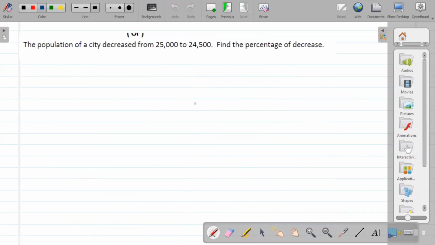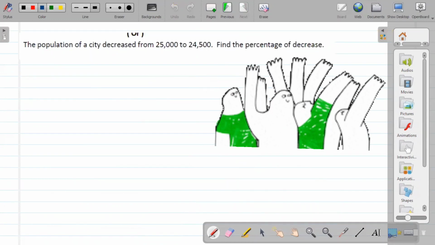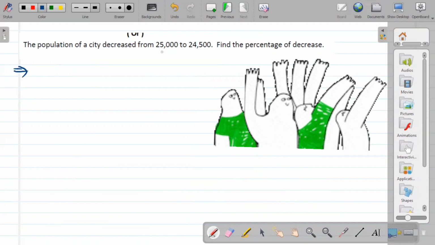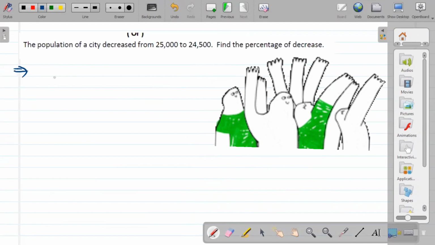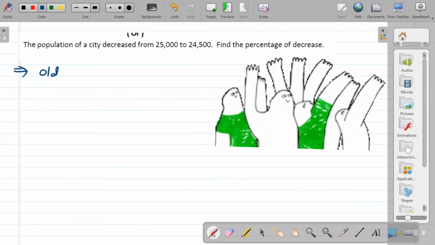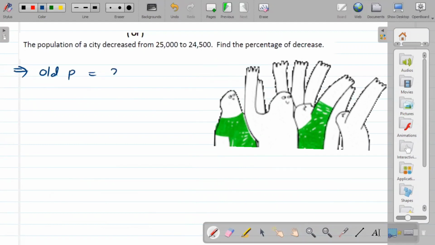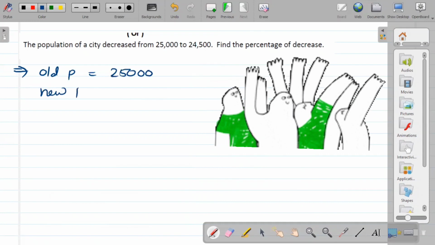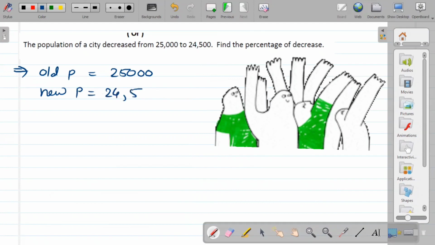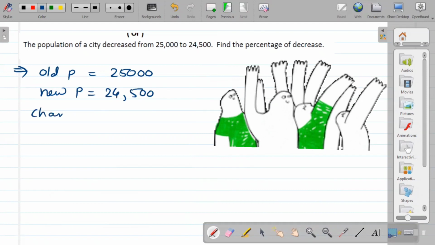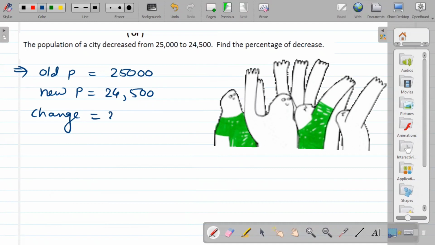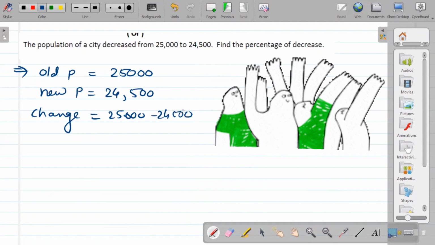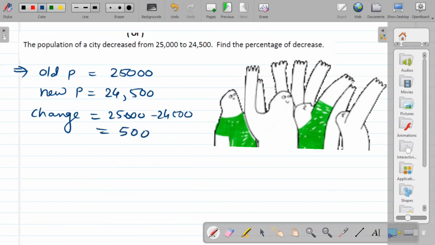Now let's move to the last question of this revision. The population of a city decreased from 25,000 to 24,500. Now see, there is a decrease. The original population was 25,000 and the new population is 24,500. We can see how much change in population there is: the subtraction of the old one and the new one, which is 500 population, that has decreased from old to new.